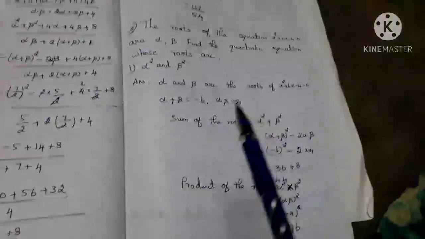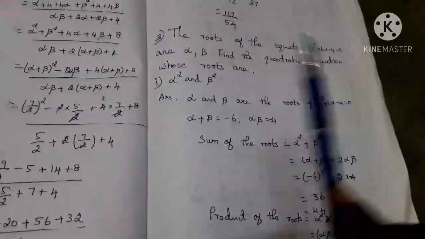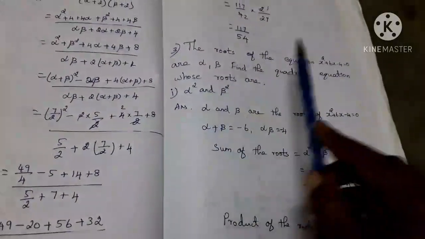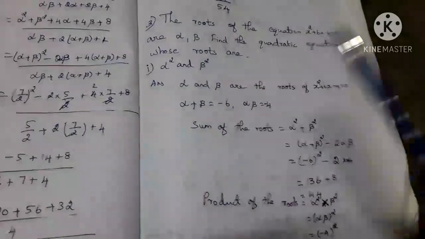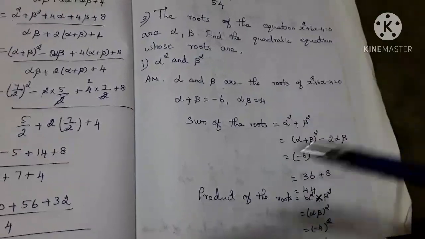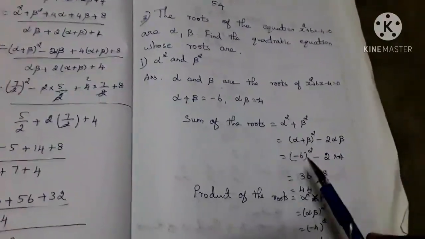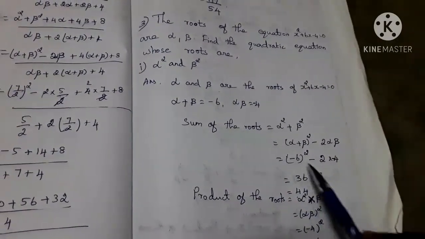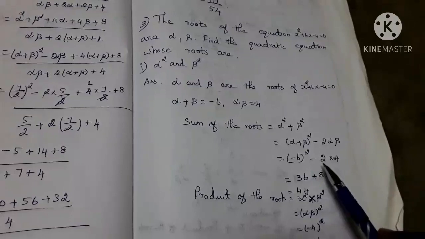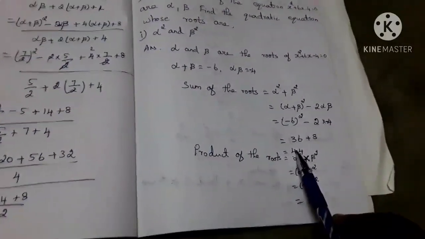Here they changed the roots and given. There, all the roots they gave were only alpha beta, but here they gave alpha beta means this is the equation. The roots are alpha square and beta square, so what is the equation? You have to find the sum of the roots and product of the roots and find the equation. So you have to apply alpha plus beta and alpha beta. 6 6s are 36, minus into minus plus 2 4s are 8. So sum of the roots is 44.